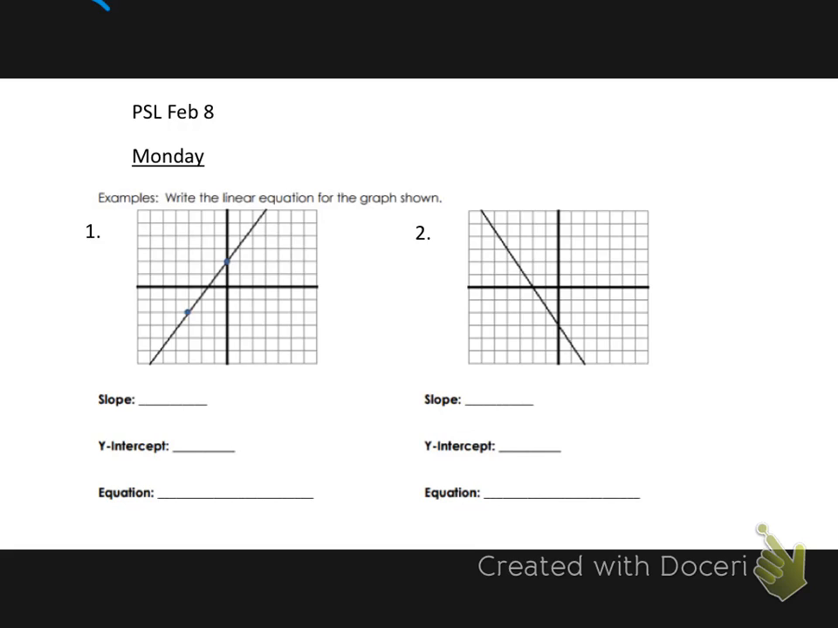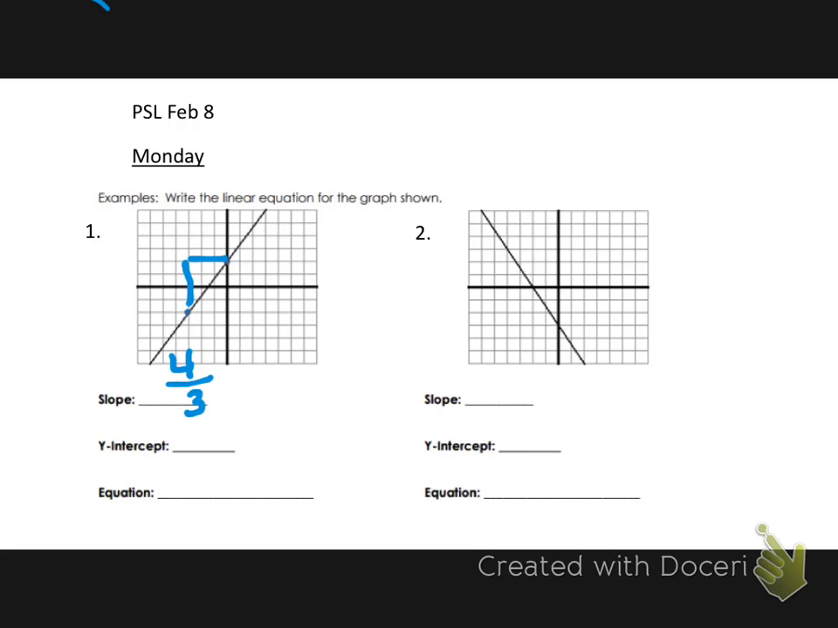When you're trying to write an equation when given a graph, you need to find the slope and the y-intercept. To find the slope, you start at the point on the left, and you go up or down. In this case, we're going up, so we know it's a positive slope, and we're going up 4, and then over 3. So the slope would be 4 over 3.